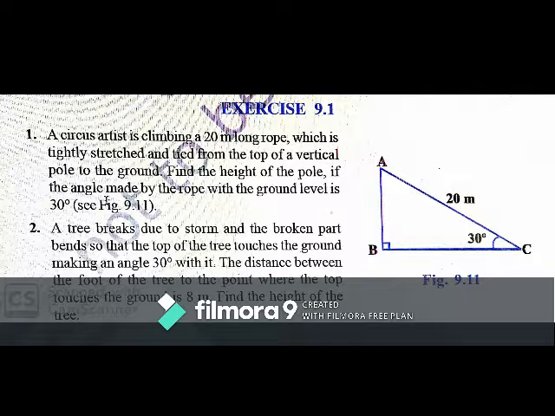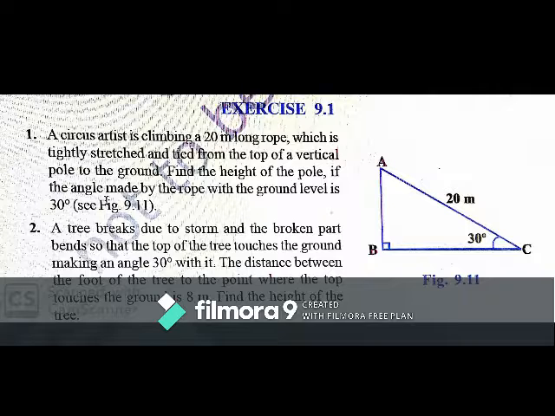Question number 2 says: a tree breaks due to a storm, and the broken part bends so that the top of the tree touches the ground, making an angle of 30 degrees with it. The distance between the foot of the tree and the point where the top touches the ground is given as 8 meters. We need to find the height of the tree.